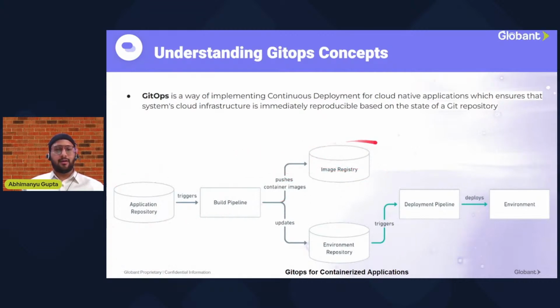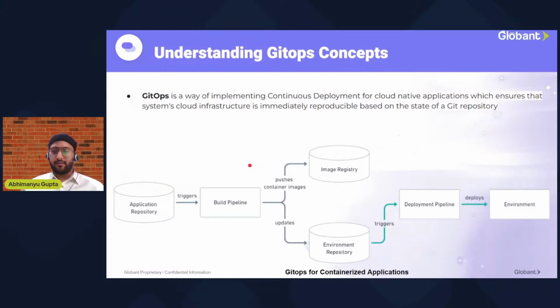Now, this is where your regular CI/CD pipeline is. With a GitOps approach, there's an additional step where your build pipeline also updates your environment repository. The environment repository is different from your application repository. This is where you keep all your configurations. For example, in a containerized application, your Kubernetes manifests would be kept in a separate environment repository. As soon as the build pipeline updates the configuration here, it triggers a deployment pipeline, which ultimately deploys into the environment.